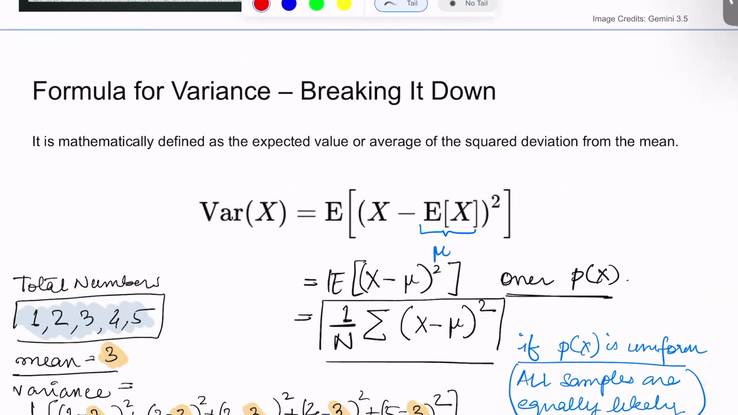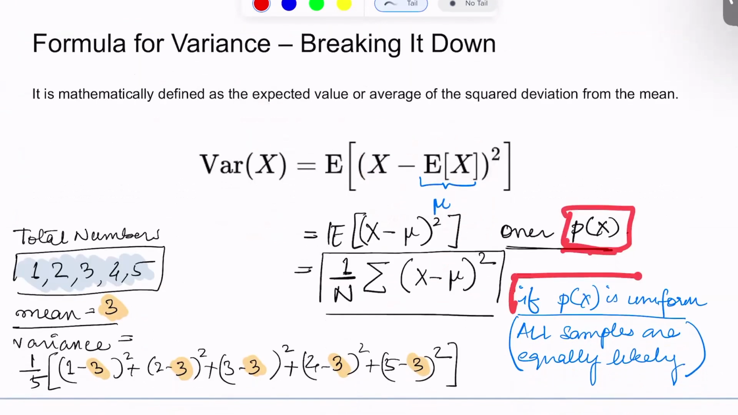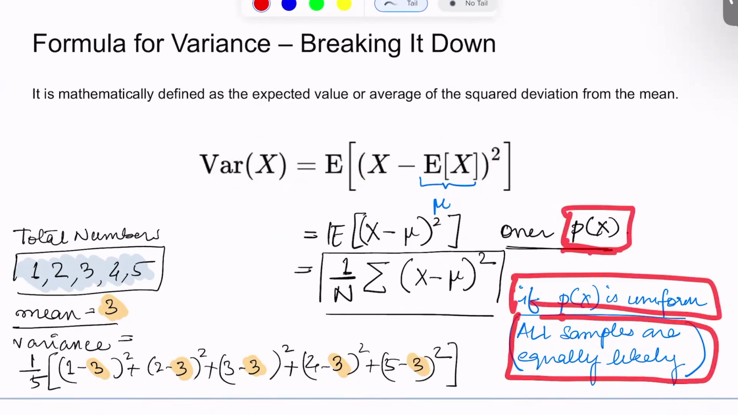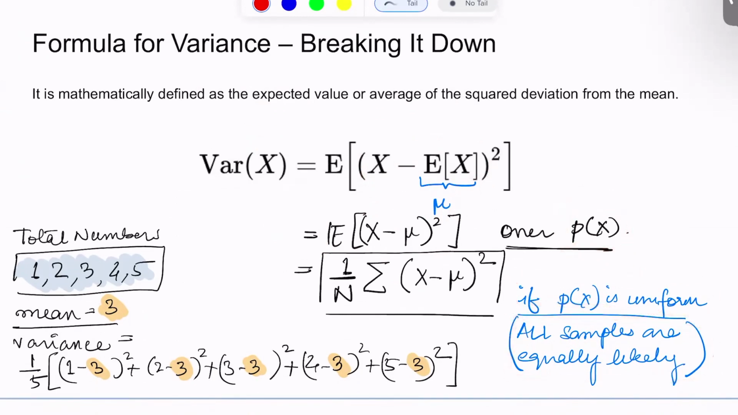We have defined variance as the expected value or average of the square deviation of the samples from the mean. Now this expectation of x is nothing but the mean, so the formula looks something like this, and we can assume that these samples are coming from, let's say, a probability distribution p of x. If we also assume that this p of x is uniform, that means all the samples are equally likely, and for a discrete distribution, the formula would look something like this. The expectation would become a summation of the square deviation for all the samples from the mean, and we'll divide that by the total number of samples in the population.